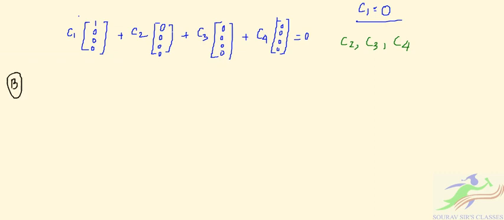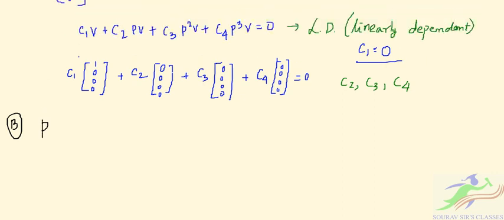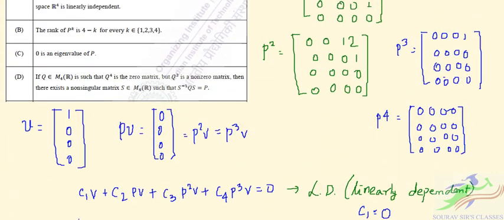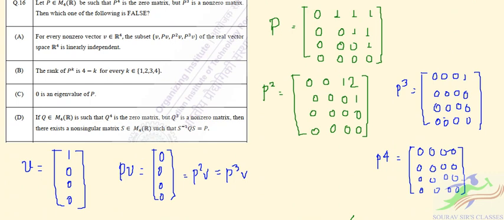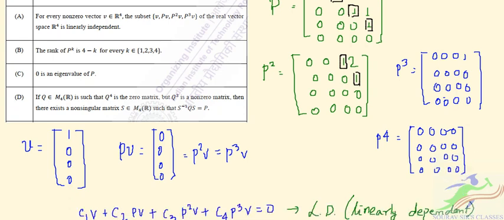Option B. So we have this rank, to find the rank of a matrix. So what is the rank of P? You can check from here. The rank of this particular matrix is 3. So rank of P will be 3. Rank of P square will be 2. Rank of P cube is 1. So from here we can write this.